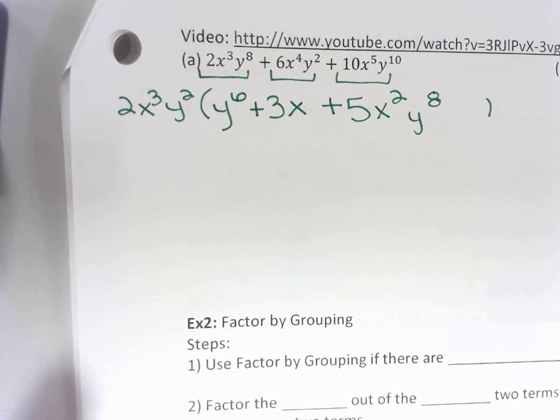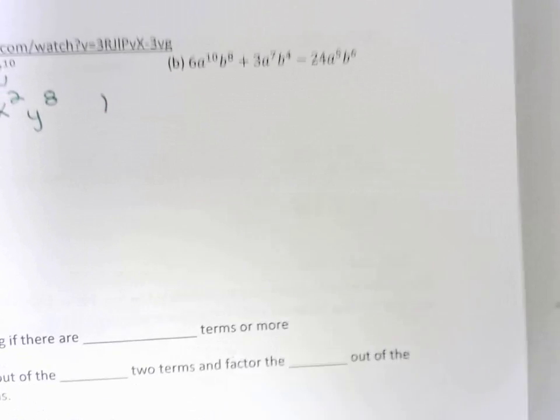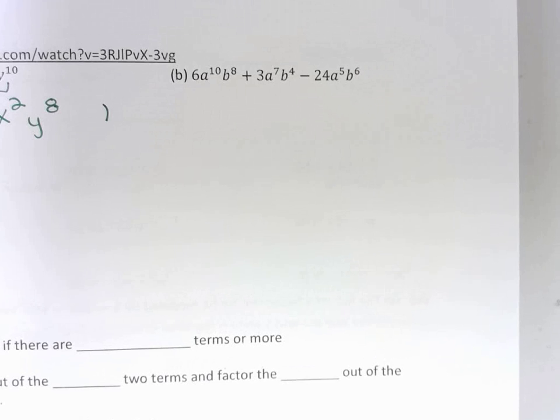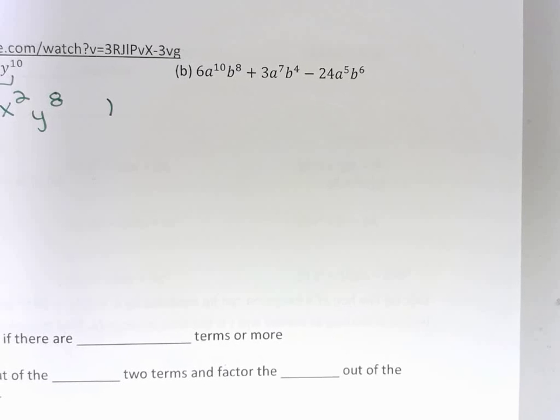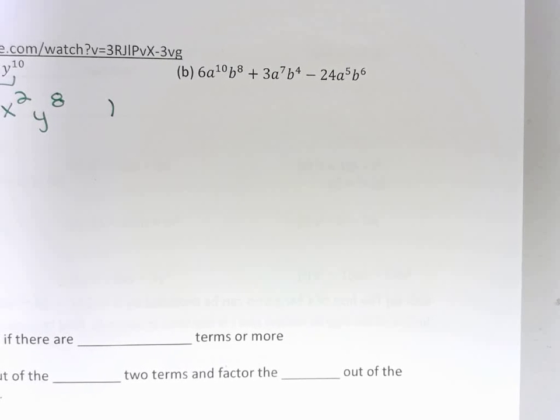Okay, any questions so far? Okay, go ahead and try the next one. Try B on your own real quick. Same idea. We are factoring out using the GCF. Just a second. No, we're factoring by grouping. GCF, and then we'll do grouping.